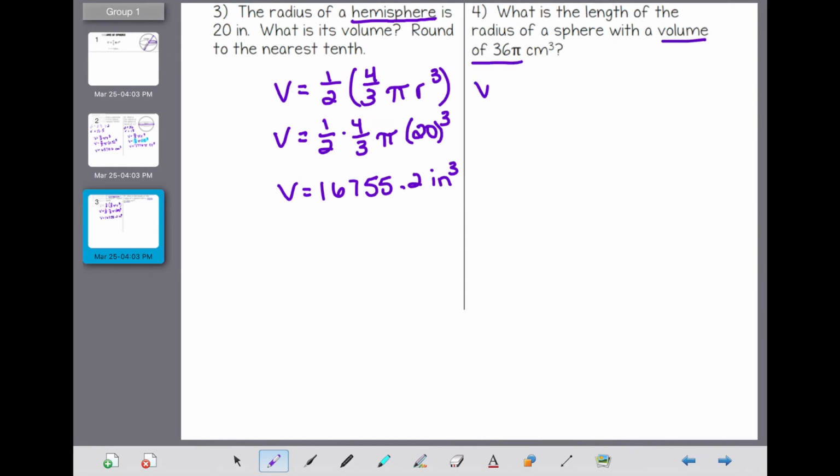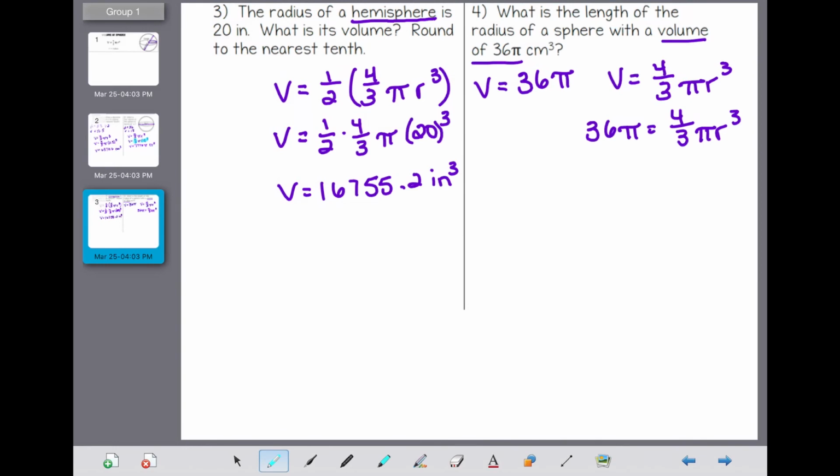Number 4, what is the length of the radius of a sphere with a volume of 36 pi? So that means in my formula, V equals 36 pi. So if I write out my formula, I'm going to replace V with 36 pi. So now I'm solving for r. My mission is to get r by itself.